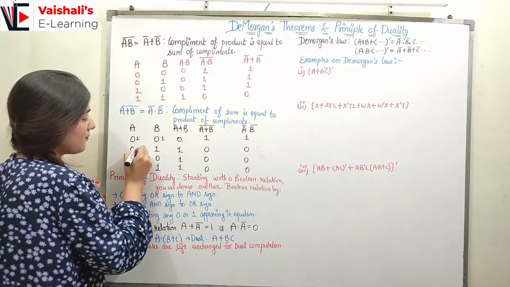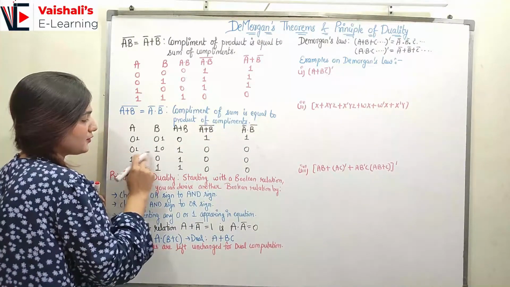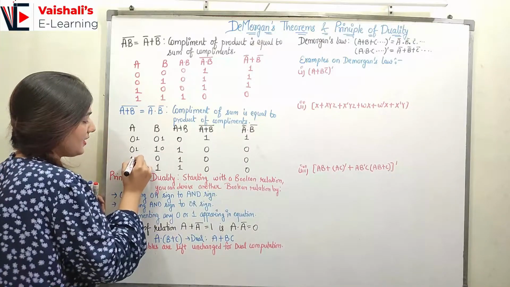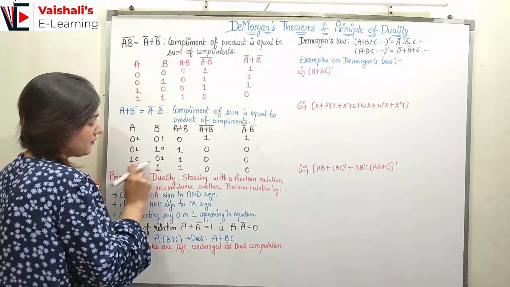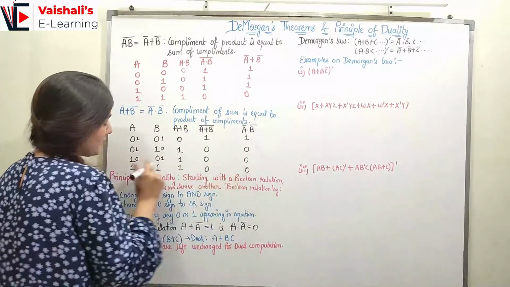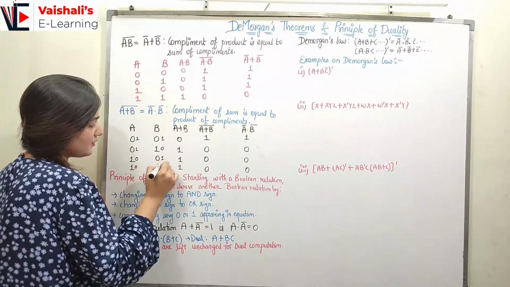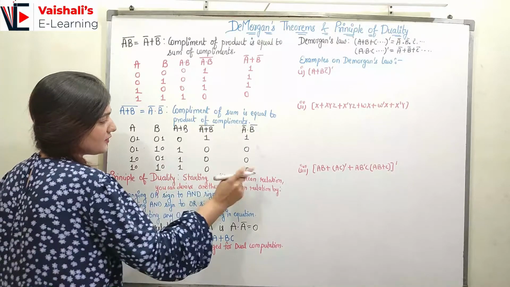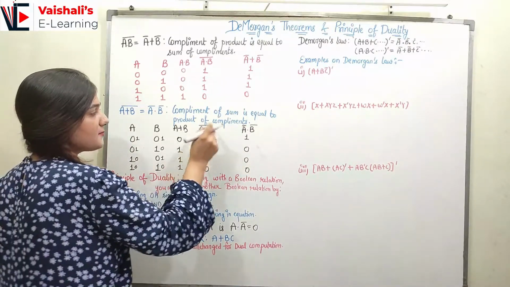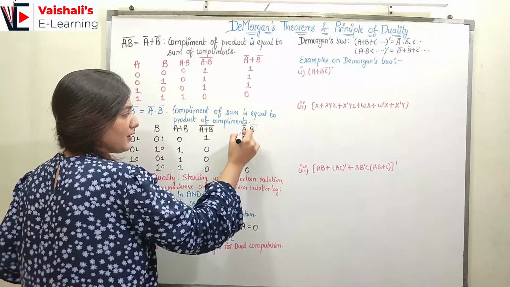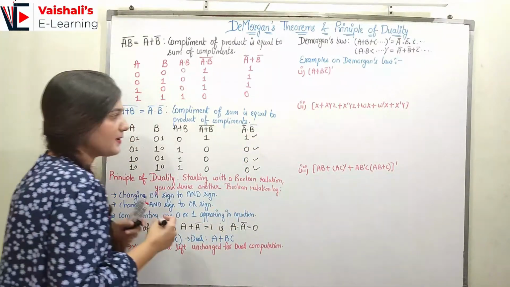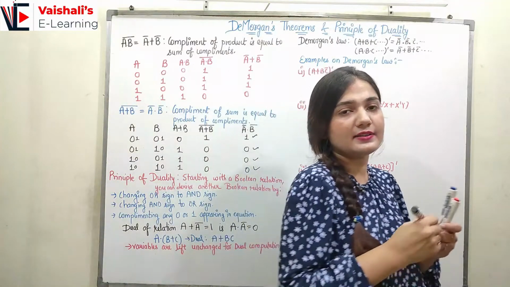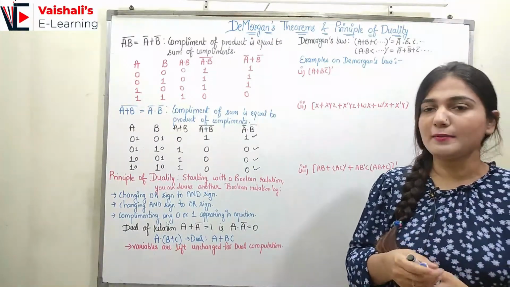Here A complement would be 1, B complement would be 0, 1 dot 0 would be 0. Here A complement would be 0, B complement would be 1, so 0 dot 1 is equal to 0. Here A complement is 0, B complement is 0, 0 dot 0 is 0. So you can see (A plus B) whole complement is equal to A complement dot B complement for all of the entries, right? In this manner I can state that the two De Morgan's theorems are verified.